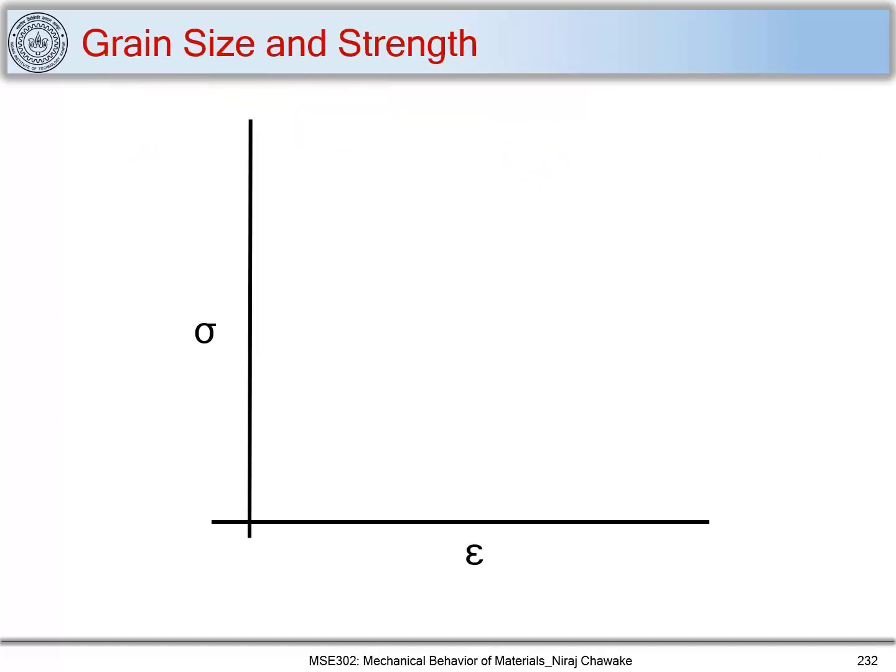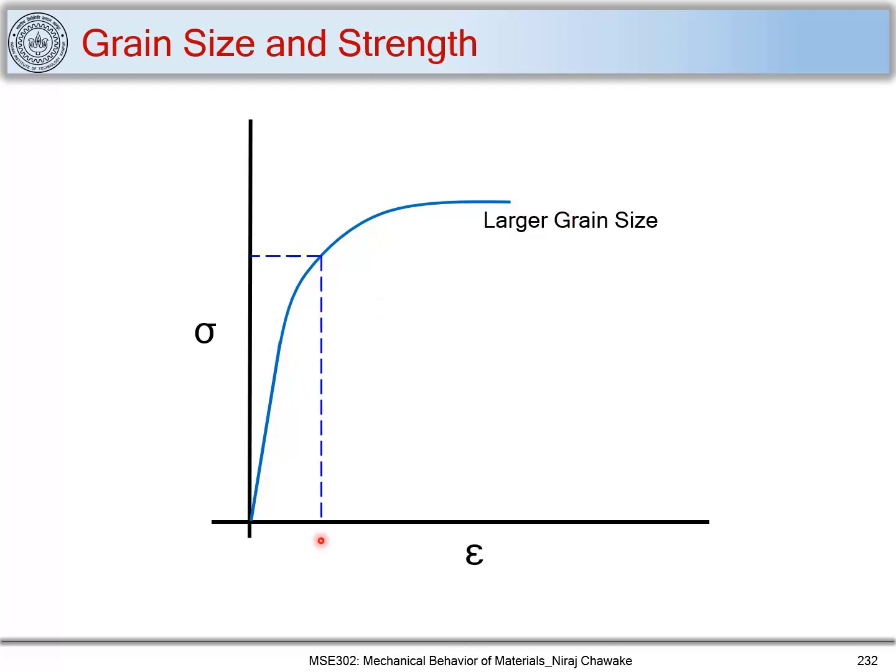So let's understand what is happening. If I have different grain size materials and I try to understand their engineering stress-strain curve or true stress-strain curve, here I have plotted sigma versus epsilon. How will that look? Say you have larger grains. Let's say this stress-strain curve is for the larger grain, and let's assume that for the same strain you need this much stress to deform this larger grain size material.